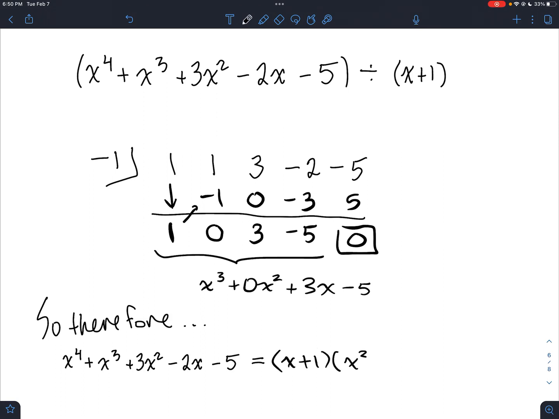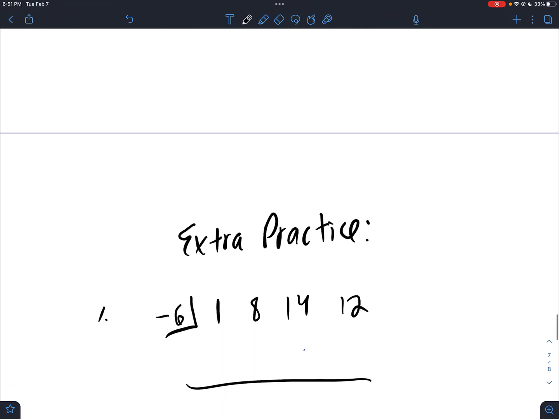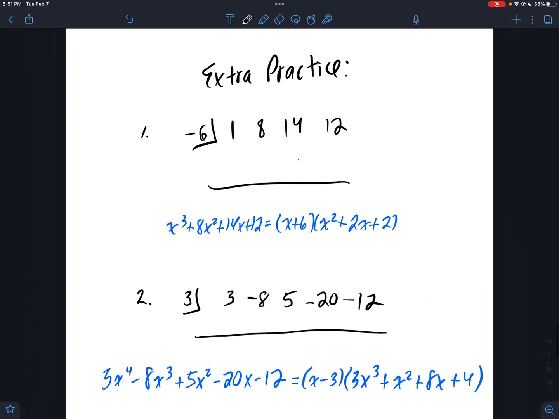So in summary, you have the x plus 1, and you have this cubic. So we were able to break down a 4th degree down to a cubic times a linear. And who knows, maybe the cubic can be broken down too. And we'll talk about strategies for that in the next video. But for now, here's some practice for you to try and see if you can synthetically divide.